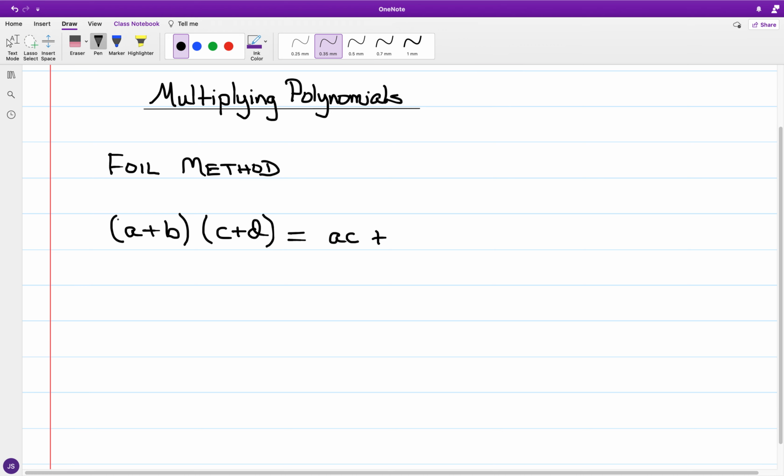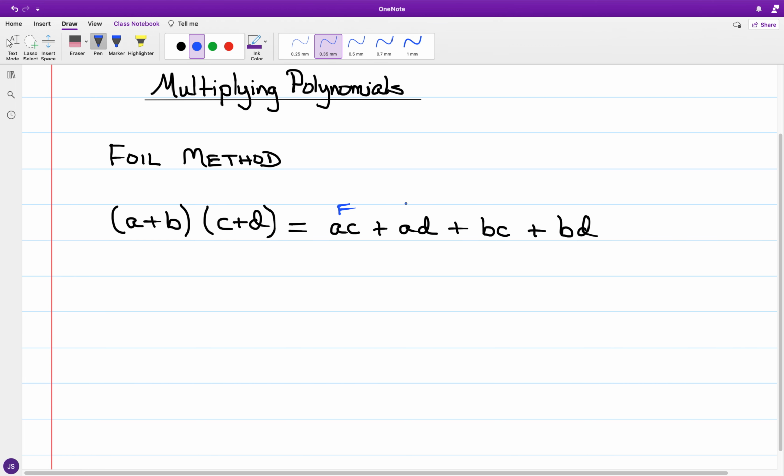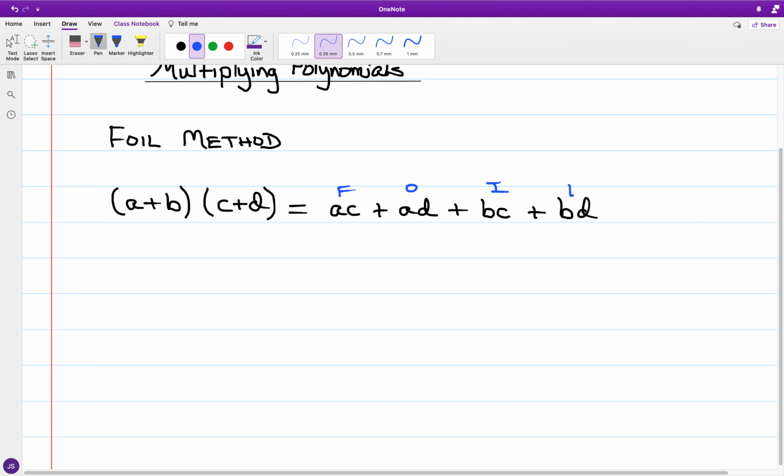Then you have the outside terms, or in this case the terms most distant from each other. So you have a times d. And then the inside terms, perhaps the terms closest together. You have b times c. And then the last terms multiplying, where you have b times d. Okay, so you have first, outer, inner, and last. This is the general FOIL method approach.